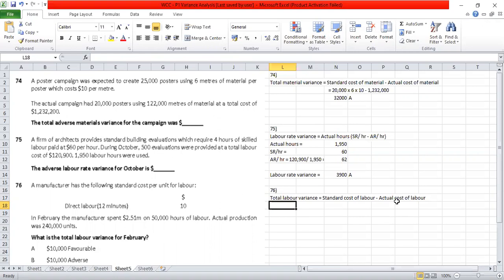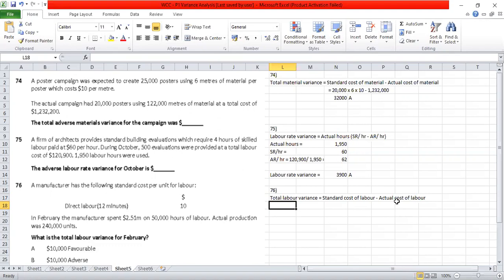Standard cost of labor. The standards are given as: direct labor per unit requires 12 minutes, and for 12 minutes it costs $10. So that is the detail which is given. We see for every single unit the labor cost is $10, but for every single unit the time required is 12 minutes. So in simple terms, direct labor cost is $10 for every 12 minutes.